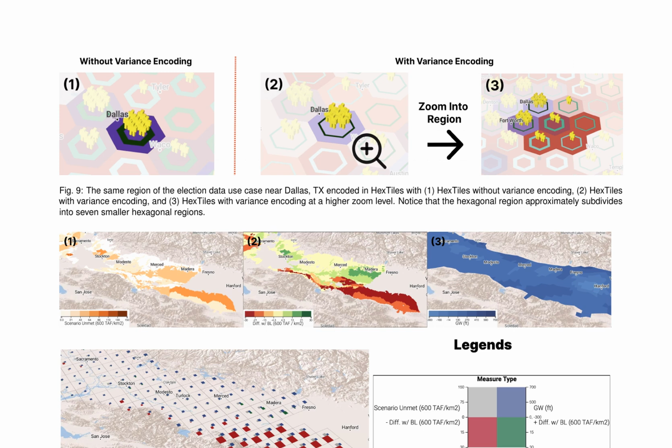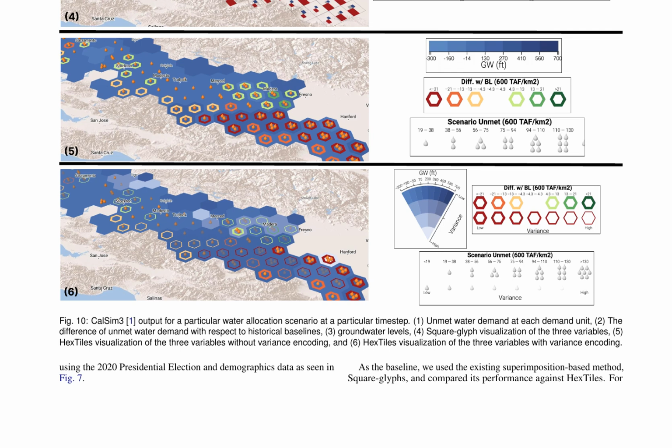Figure 10 displays the CalSim 3 output for a particular water allocation scenario at a particular time step. The figure comprises 6 visualizations: unmet water demand at each demand unit, the difference of unmet water demand with respect to historical baselines, groundwater levels, and 3 visualizations of the 3 variables in square glyphs, HexTiles without variance encoding, and HexTiles with variance encoding. The HexTiles visualizations effectively capture the spatial relationships and variability in the data, whereas the square glyphs visualization struggles to convey this information.